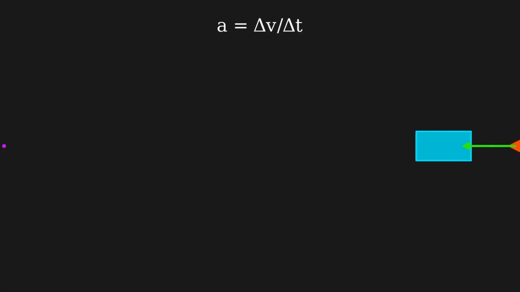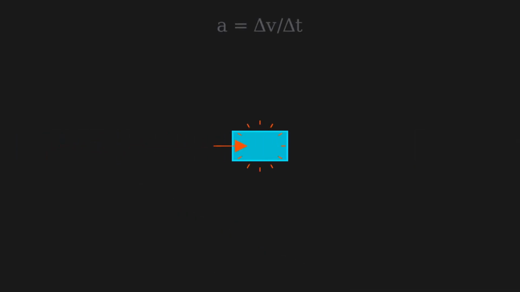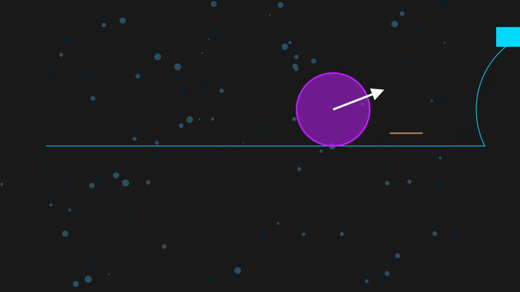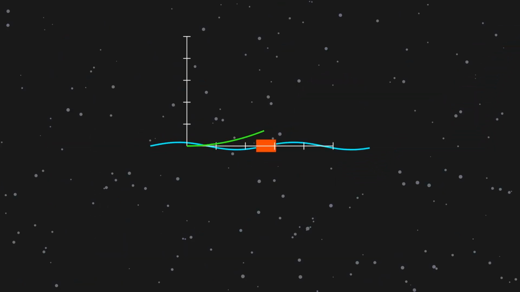Let's tie it all together. Acceleration is the rate of change of velocity. It's a vector with both magnitude and direction. Negative acceleration doesn't always mean slowing down. An object accelerates when its speed changes, its direction changes, or both. And graphs, especially velocity time graphs, reveal acceleration through their slopes.